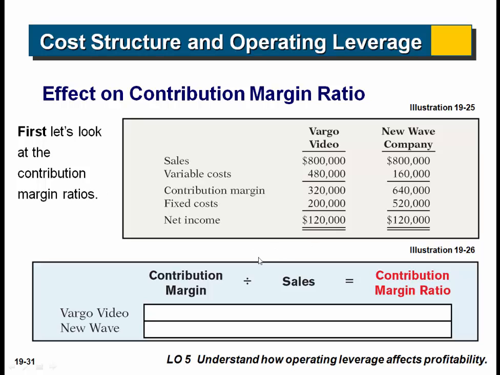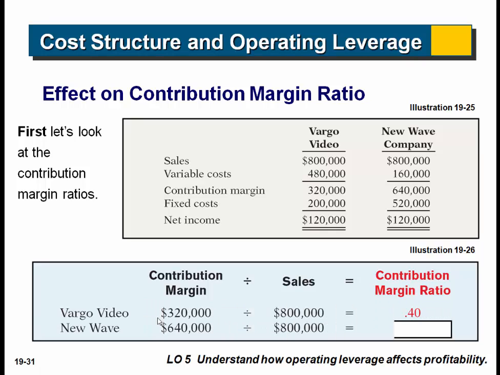But what happens, we're going to look at the contribution margin for both and the contribution margin ratio for both. So if you look at Vargo, it's 40%, and at New Wave, it's 80%. So for each incremental sales dollar New Wave does, they're going to make 80 cents. For each incremental new sales dollar that Vargo does, they're going to make 40 cents. But by the same token, for each sales dollar that goes down, they're going to lose more and more for New Wave. So it's kind of a double-edged sword.